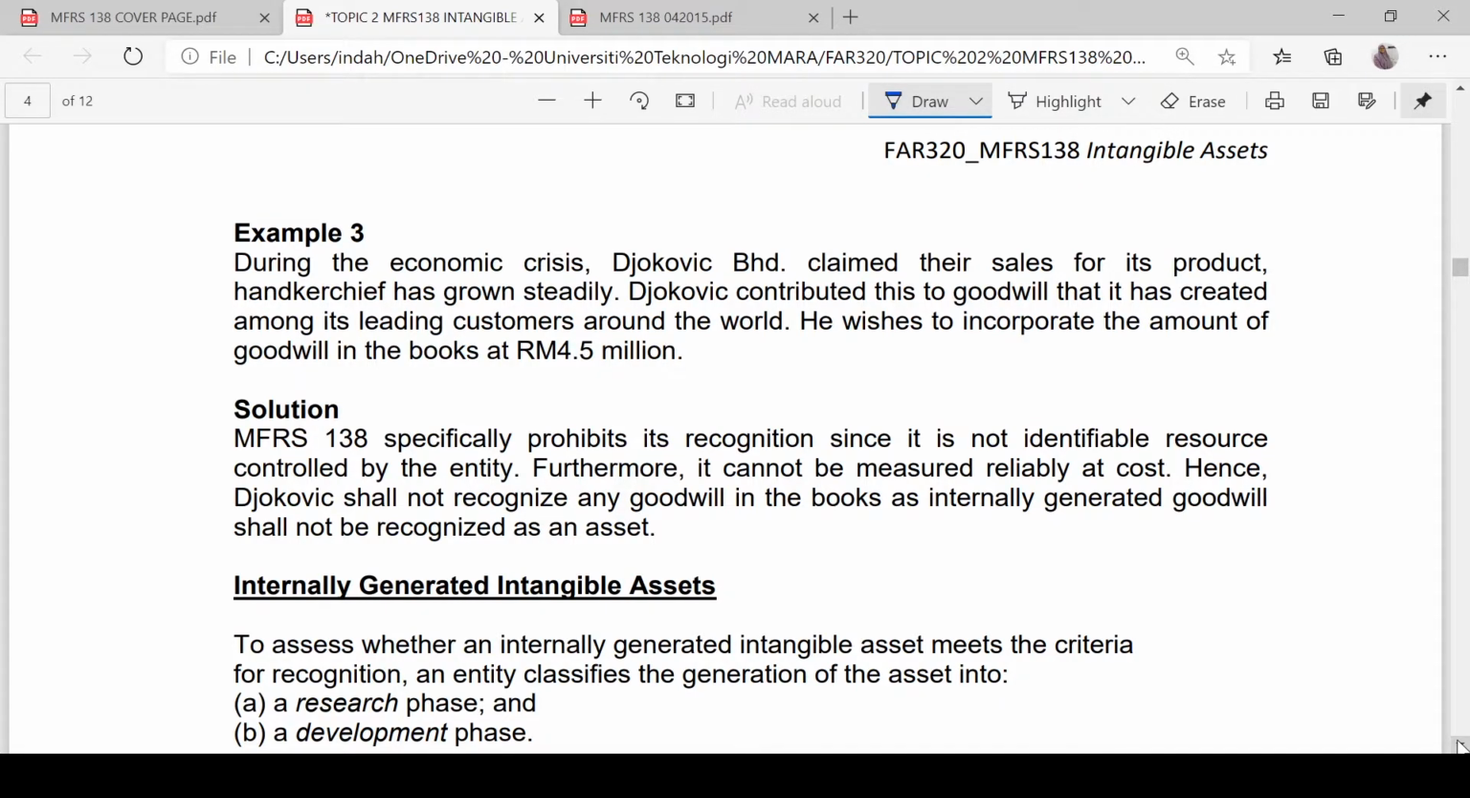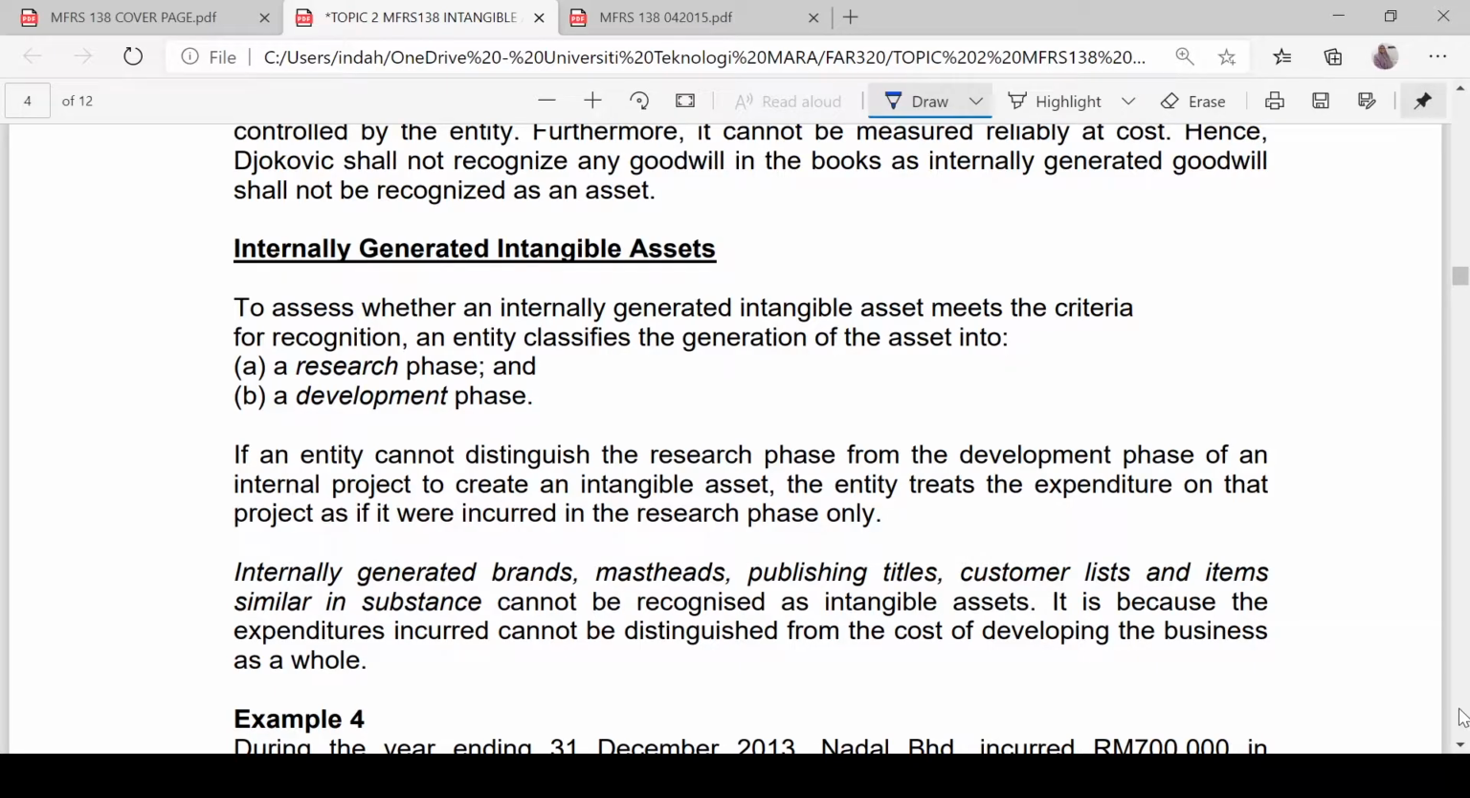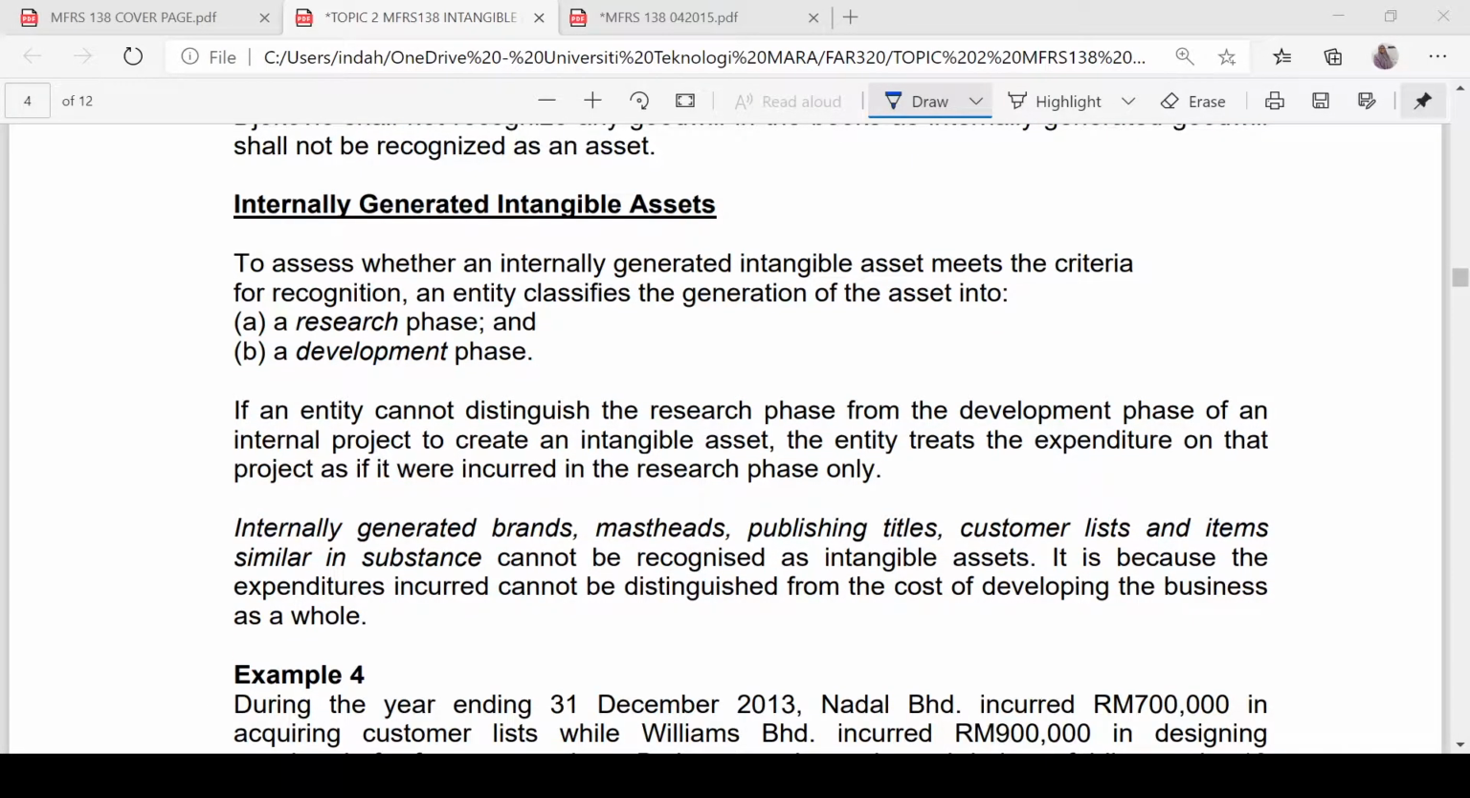What about internally generated intangible assets? Other than internally generated goodwill, we do have other intangible assets which are internally generated. What are the examples of internally generated intangible assets? We have here brand, masthead, publishing title, customer list, and items similar in substance. These are examples of internally generated intangible assets.